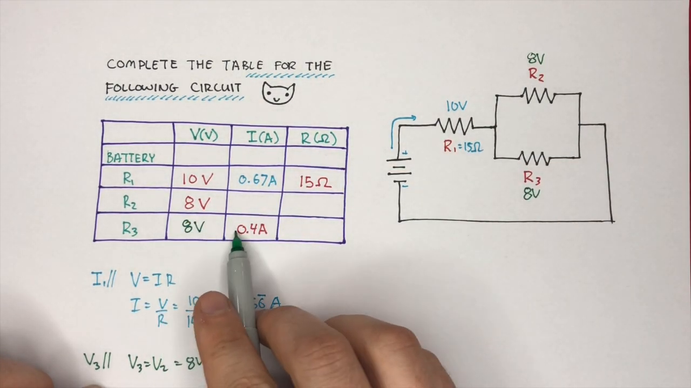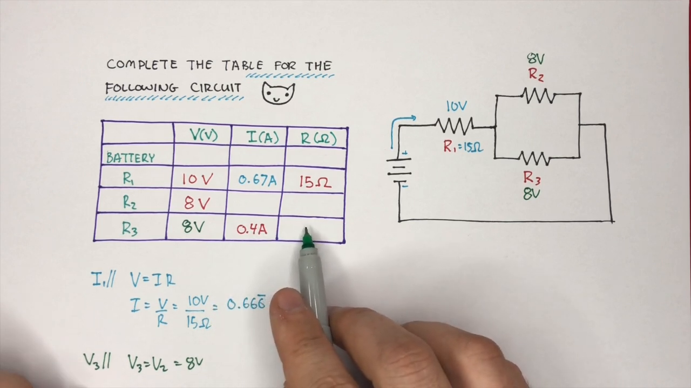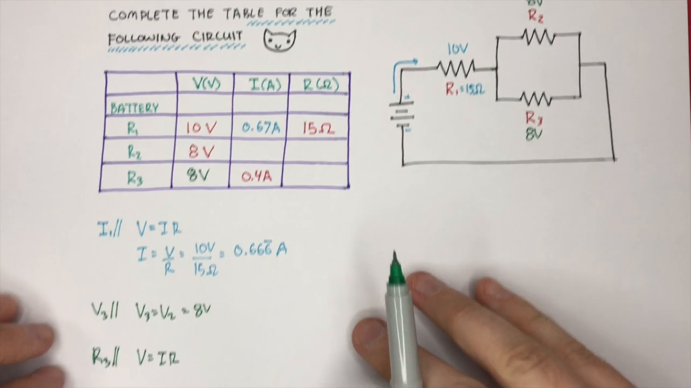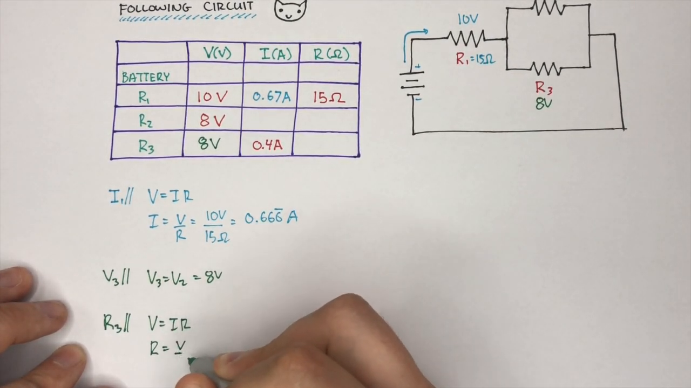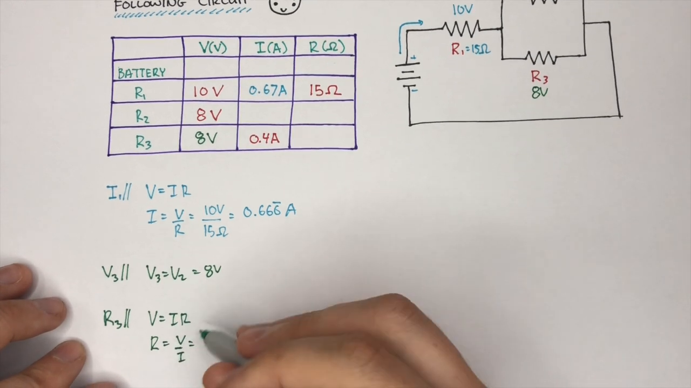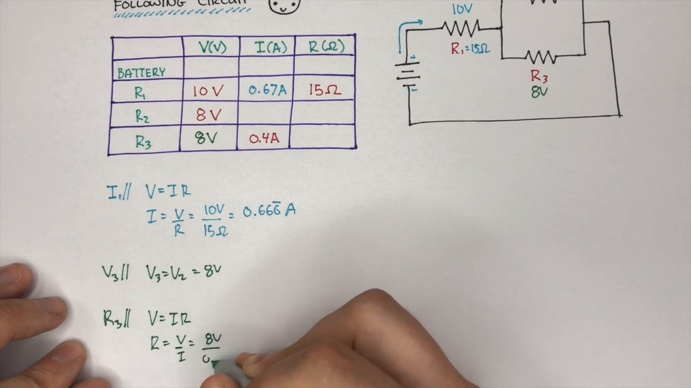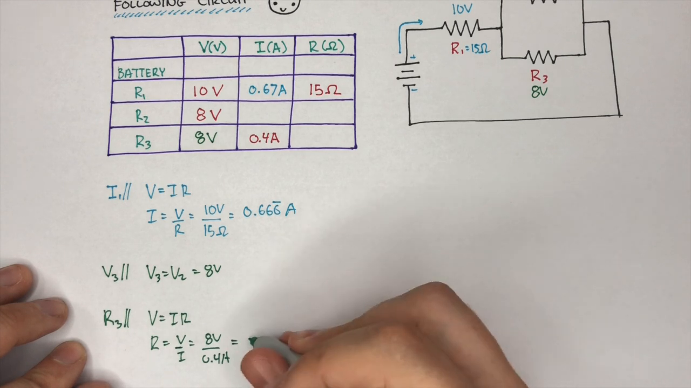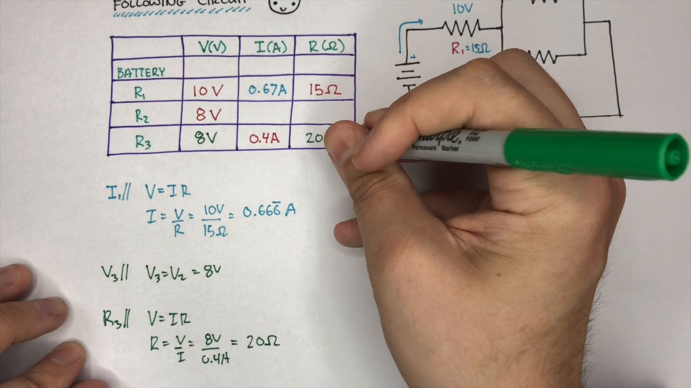Hey, look at this. I have 2 pieces of information. I can find the resistance across resistor 3 because I know Ohm's law. So how can we find R3? Well, we know V equals IR, and R is going to be equal to V over I. The voltage across resistor 3 is going to be 8 volts, and the current is going to be 0.4 amps. If I put that into a calculator, I should find that the resistance across 3 is 20 ohms. So I'm going to put that into my table.